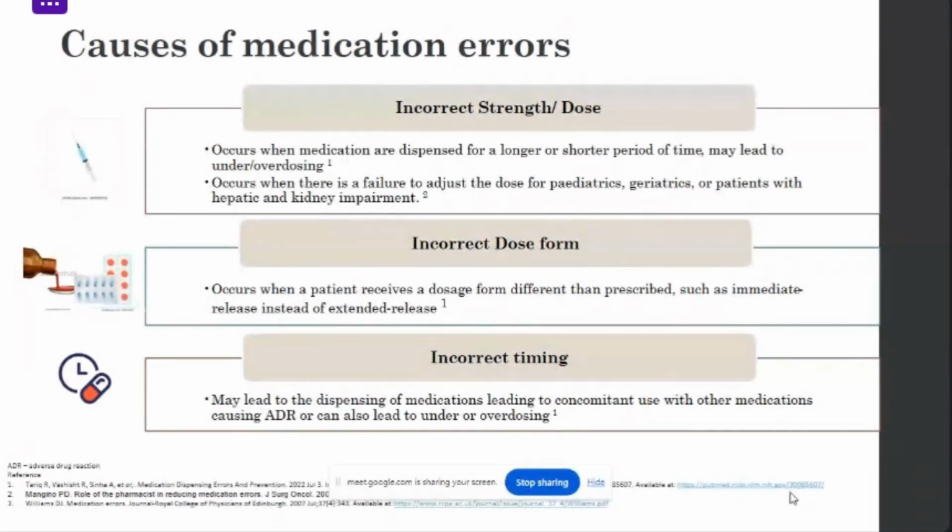And incorrect timing. So the timing is very crucial. If it is a thrice daily drug, it has to be in a frequency of 3 divided doses at 8 hourly difference. Like the first dose, if you are giving at 10 o'clock, the second dose should have a difference of 8 hours in between.